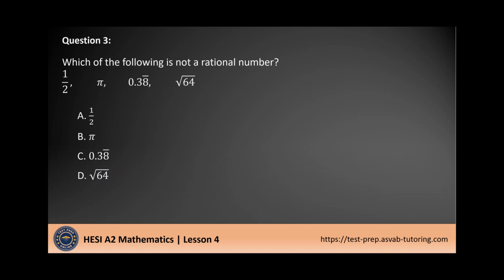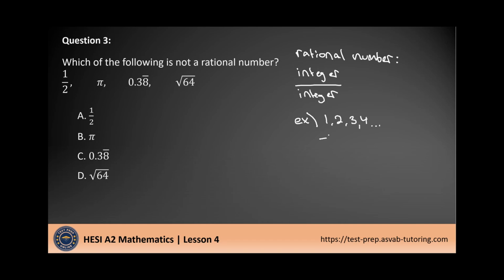Which of the following is not a rational number? So let's start by defining a rational number. A rational number is an integer divided by an integer. And then recall that an integer is just a counting number. So for example, 1, 2, 3, 4, or -1, -2, -3, -4. These are all integers.